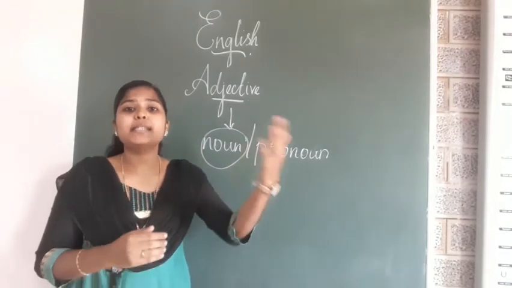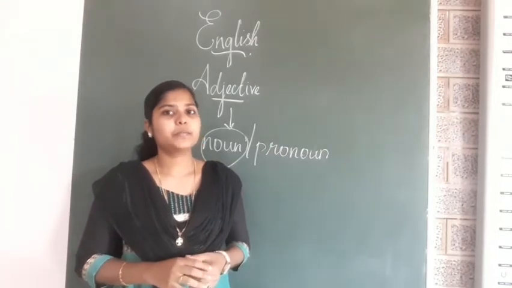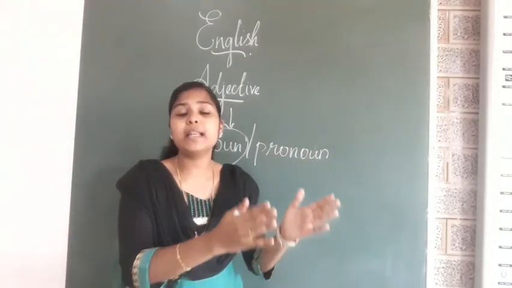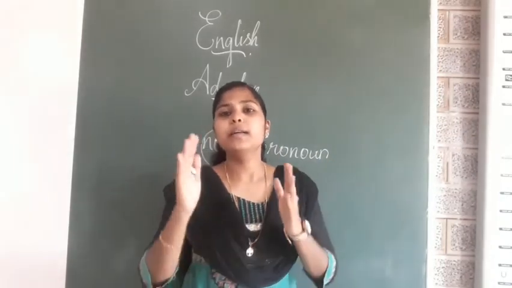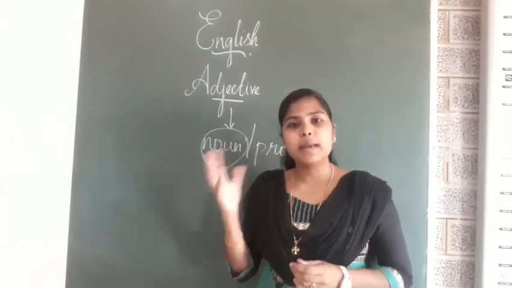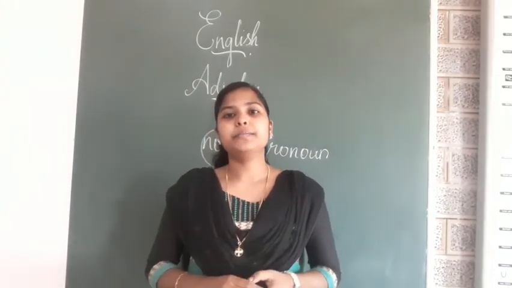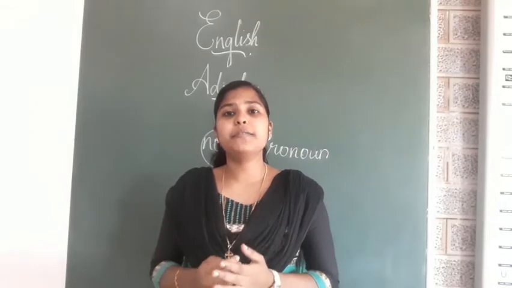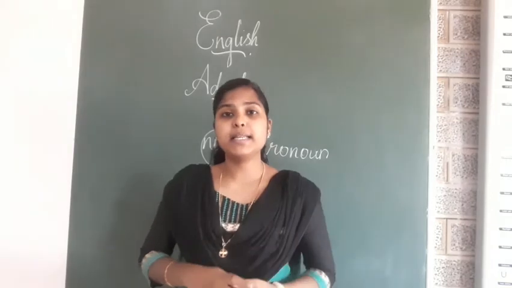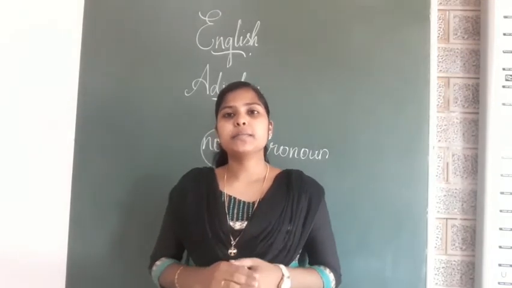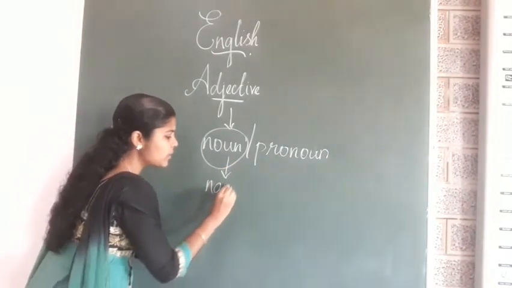Can I look at a sari and say it is a salwar? No. Can I look at a hen and say it is a cock? No. So everything has its own name. Noun denotes the name of a person or place or thing or idea. For example, ideas refers to patriotism, Christianity, humanity. These are the ideas. So what is a noun? Noun means naming word.